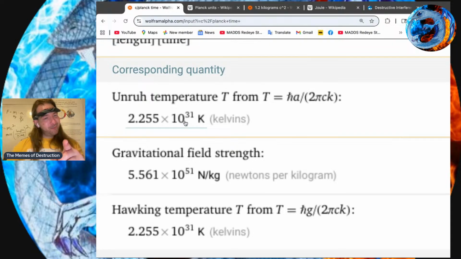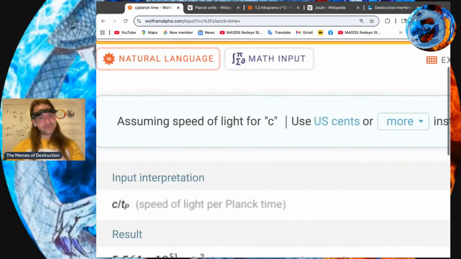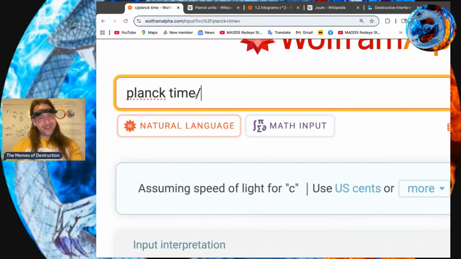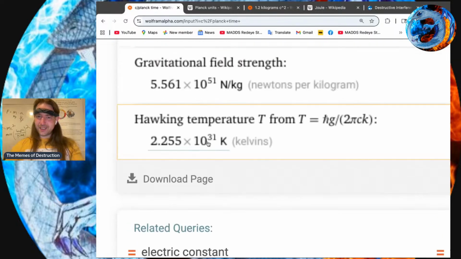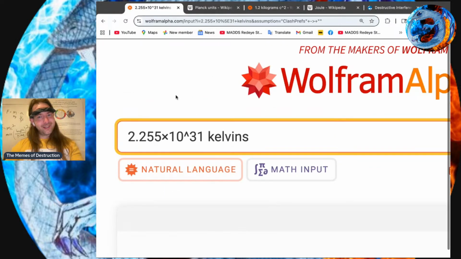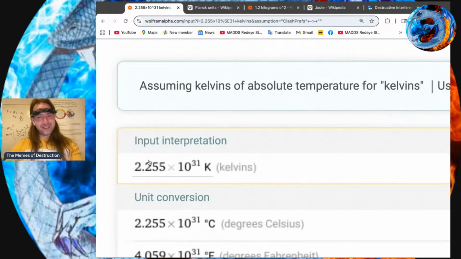But the interesting thing is that this should be a little baffling, because this is a little bit below the Planck temperature. The Planck temperature is at magnitude 10 to the 32 Kelvin. This is only at 10 to the 31 Kelvin. What's the difference? Let me refresh this. Let me express it like this. So we got that many Kelvin.